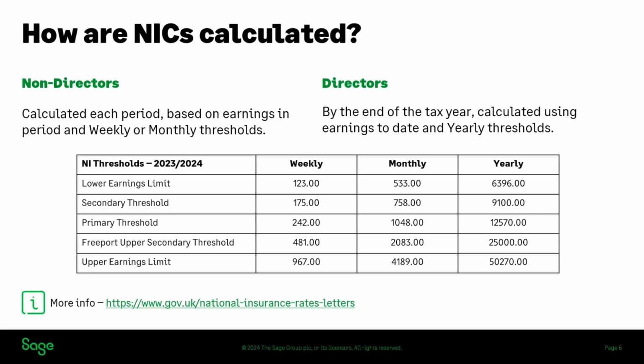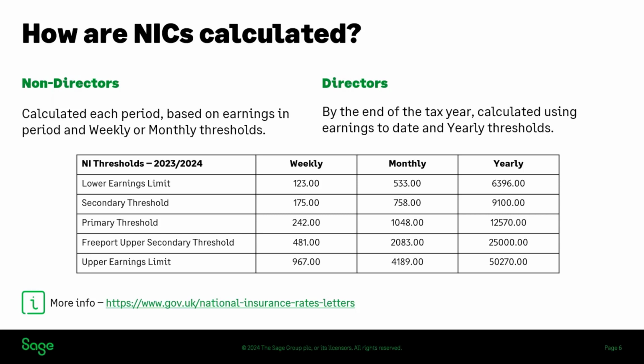In terms of the employer's national insurance contribution, it's calculated on earnings above the secondary threshold. For the current tax year, that's £175 per week. You can see the monthly and yearly equivalents. And for the employee, the national insurance is payable on earnings above the primary threshold, which is currently £242 per week. So that's a non-director using a non-cumulative calculation.